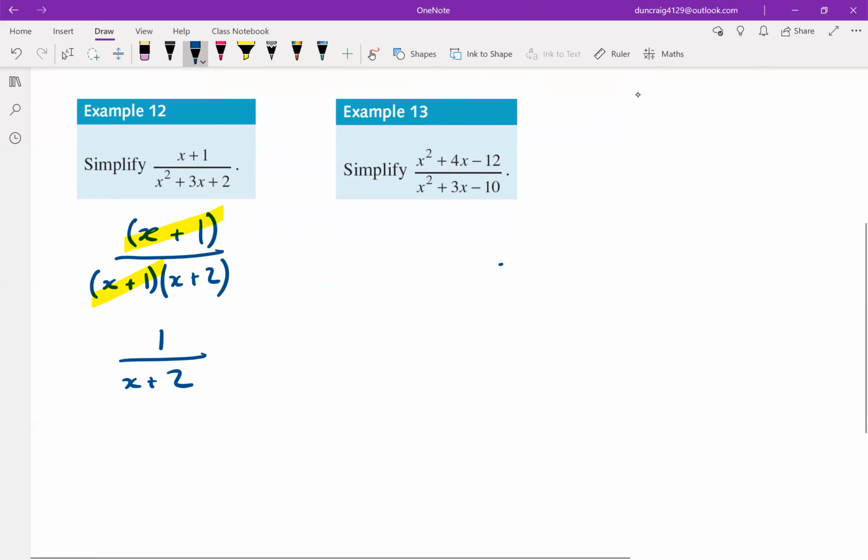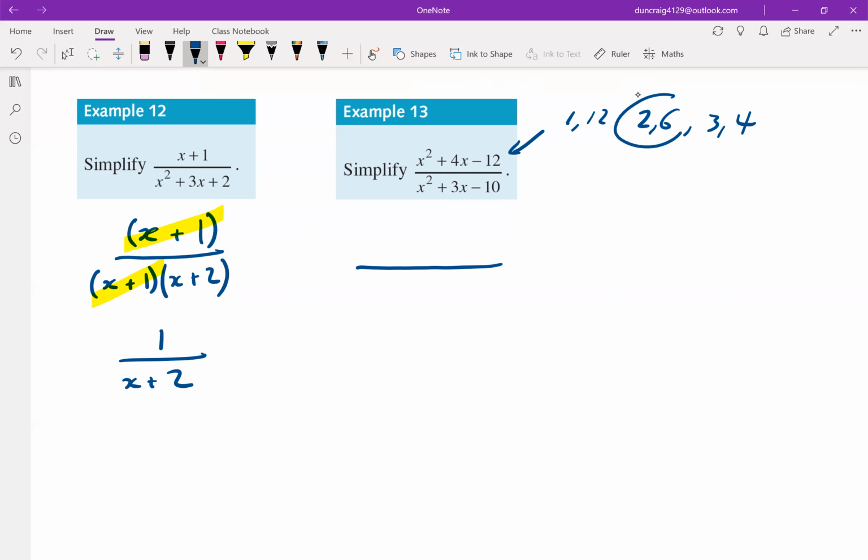Again, what we want to do is factorize both the numerator and denominator. For this first one, I want to think of factors of 12 that add to minus 4. What could that be? We've got 1 and 12, 6, 3 and 4, and actually it's going to be 2 and 6. So it's going to be positive 6, negative 2: x plus 6, x take 2. Then let's do the bottom one, factors of 10 that add to minus 3. We've got 1 and 10, 5, all right, it's going to be the 2 and the 5. So I'm going to get x plus 5, x take 2.